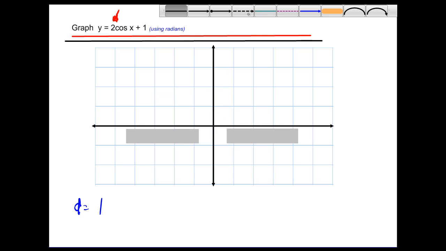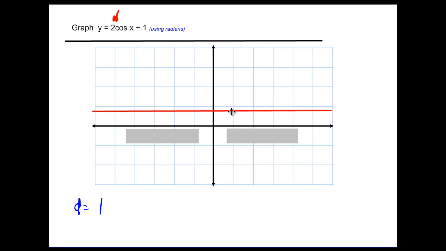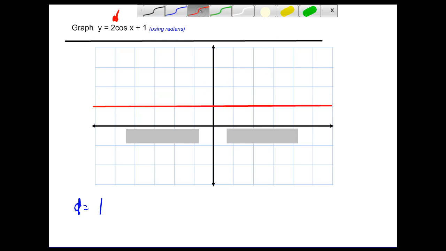So the first thing that I'm going to do is I'm actually going to use this line that's here, and I'm going to show it moving up 1 unit. So this is called the midline.